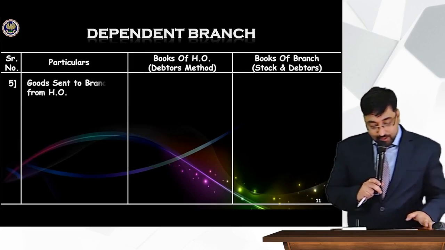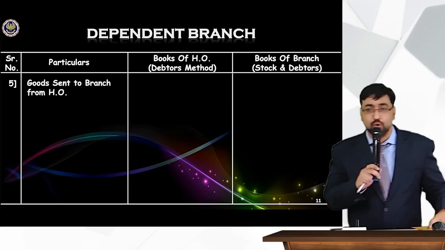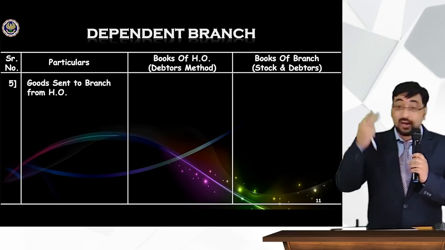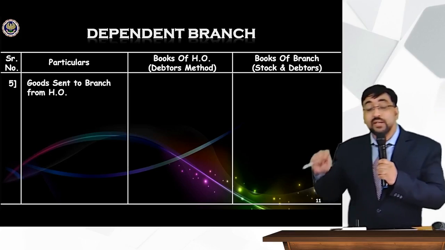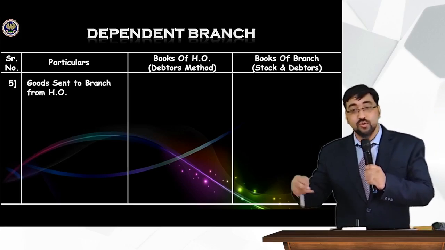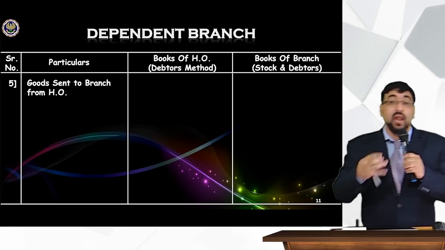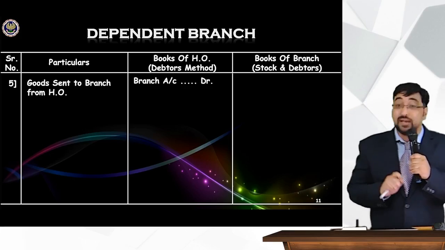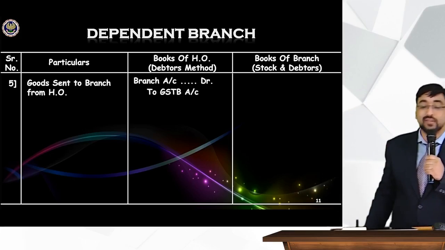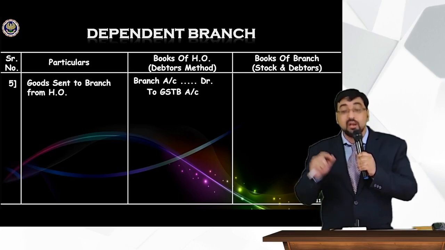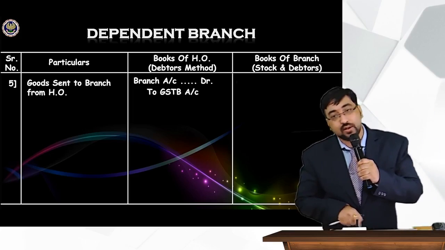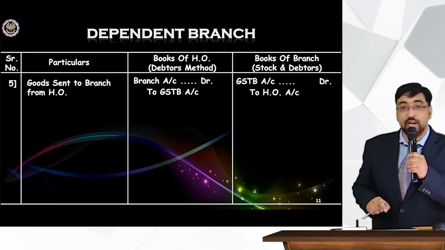Next entry will be goods sent to branch from HO. So again, this is inter-unit transaction, number 2. Who is sending goods? HO is sending goods. So goods go out for HO and come in for branch. So entry will be branch account debit, because branch is a debtor, you may call it receiver, but here it is a debtor. Branch account debit to goods sent to branch account, and branch will pass entry goods sent to branch account debit to HO account.